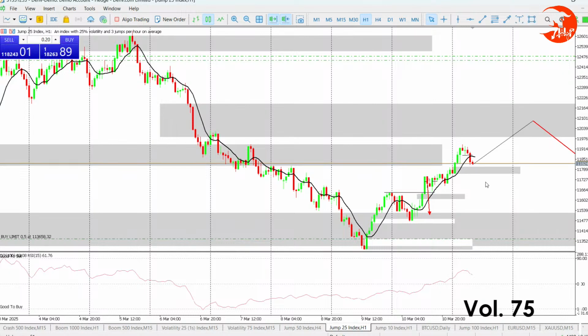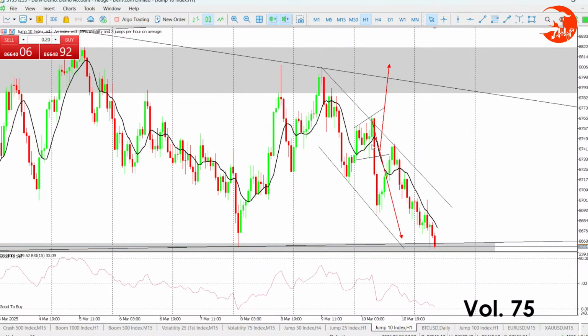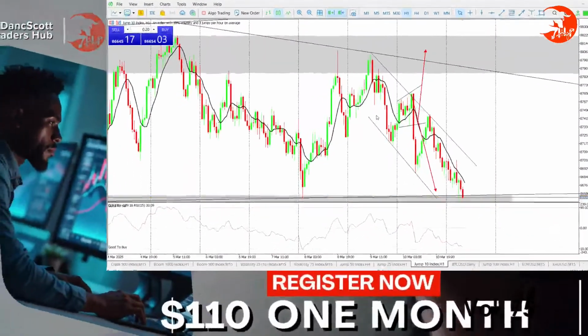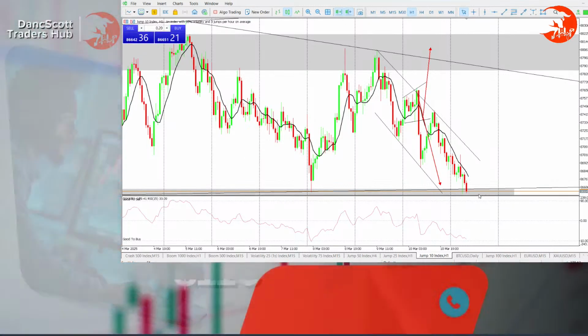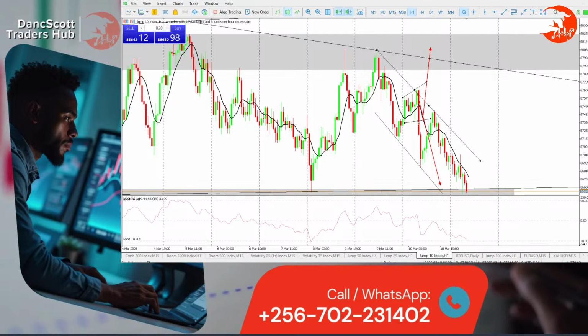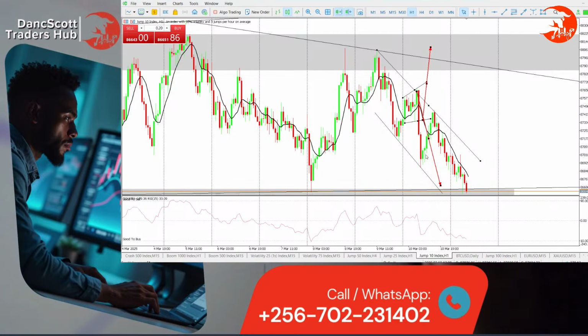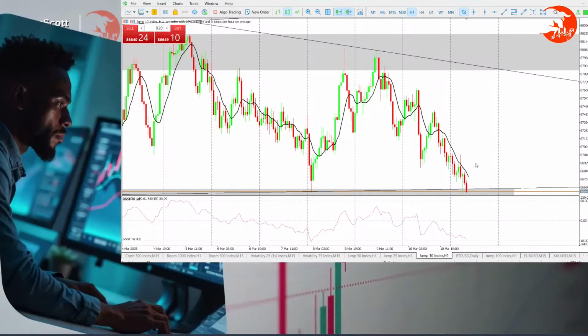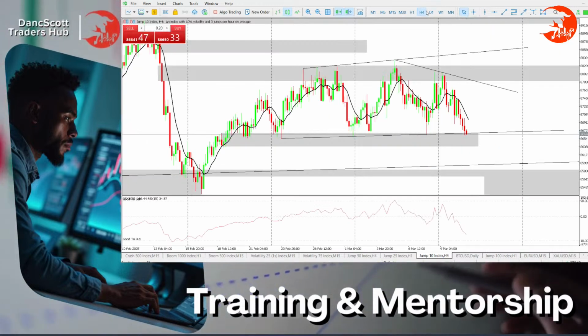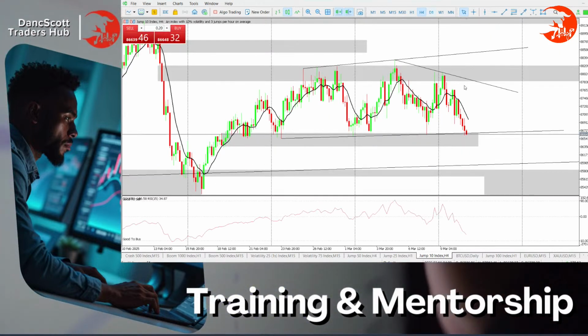So let's look at what will happen if price reaches here. We may get a reaction to actually continue buying, because we are still in an uptrend. All right, Jump 10 has come back to this level, to the support level. So we can delete all that. We needed an entry, but we never got any entry. So now all this can be deleted. It kept within that channel until it reached that support level.